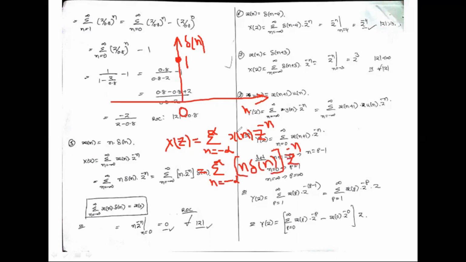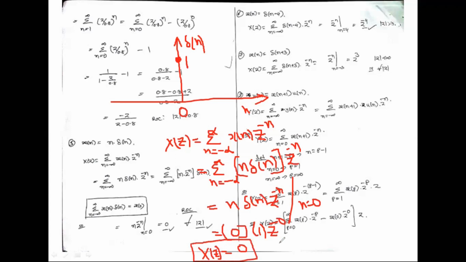Okay. In this range, we have only one value for the delta. So it becomes n into delta of n z power minus n at n is equal to 0. For all the remaining values, delta of n is 0. What is delta of n when n is equal to 0? 1. So 0 for n, 1, and z power minus 0. The total function is 0. So X of z is 0.